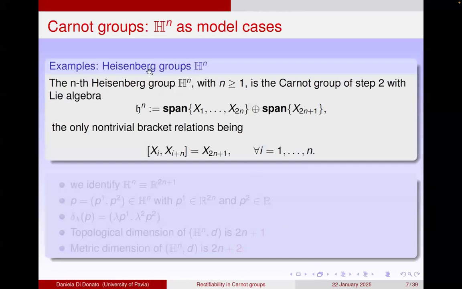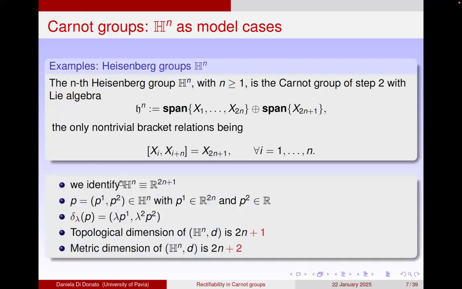Now I present a model case, the Heisenberg groups. The nth Heisenberg group Hn, with n larger or equal than 1, is a Carnot group of step 2. The Lie algebra of Hn is equal to the span of X1, ..., X2n, direct sum the span of X2n+1. The only non-trivial brackets are the commutators [Xi, Xi+n], equal to the last vector field X2n+1.